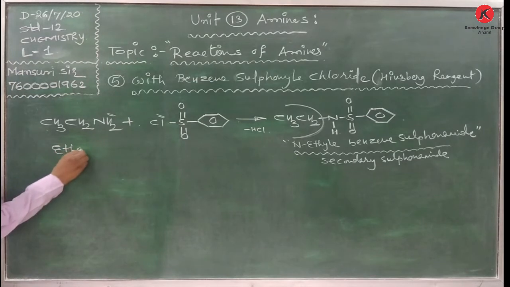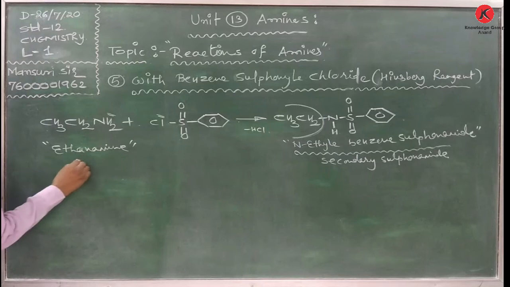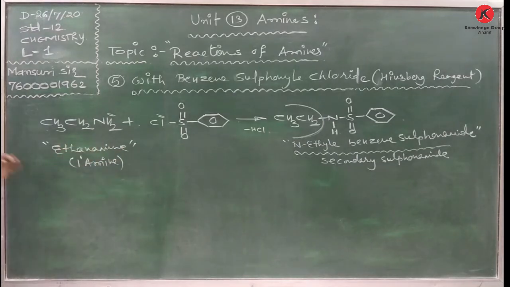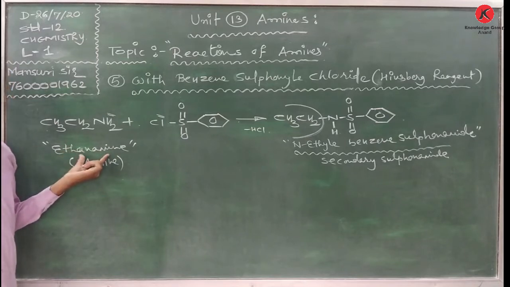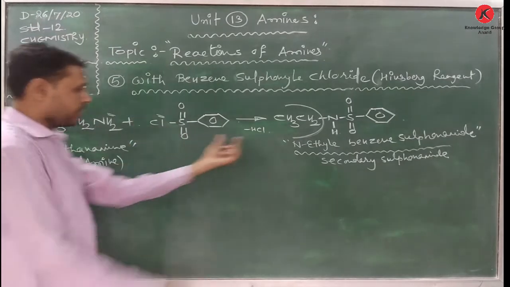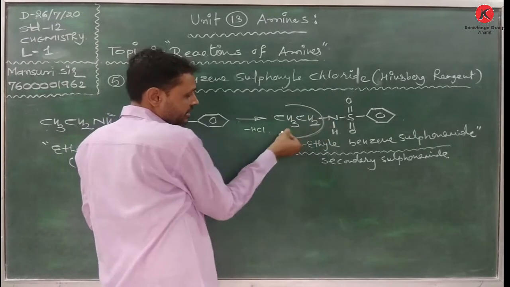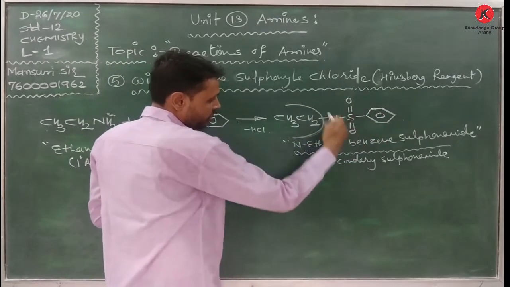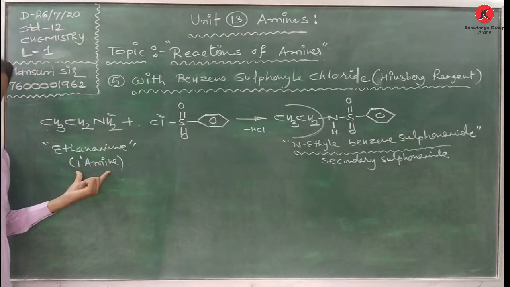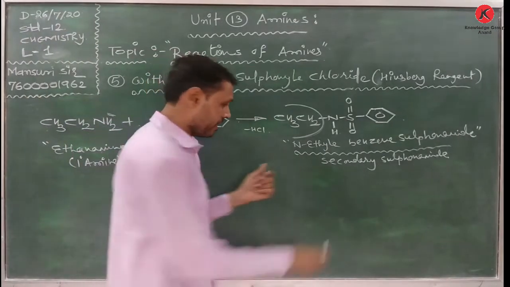Ethane amine is my primary amine, 1 degree amine. When ethane amine reacts with benzene sulfonyl chloride, HCl is removed, and that is why N-ethyl benzene sulfonamide is obtained. So we can say that from a primary amine, we obtain a secondary sulfonamide.